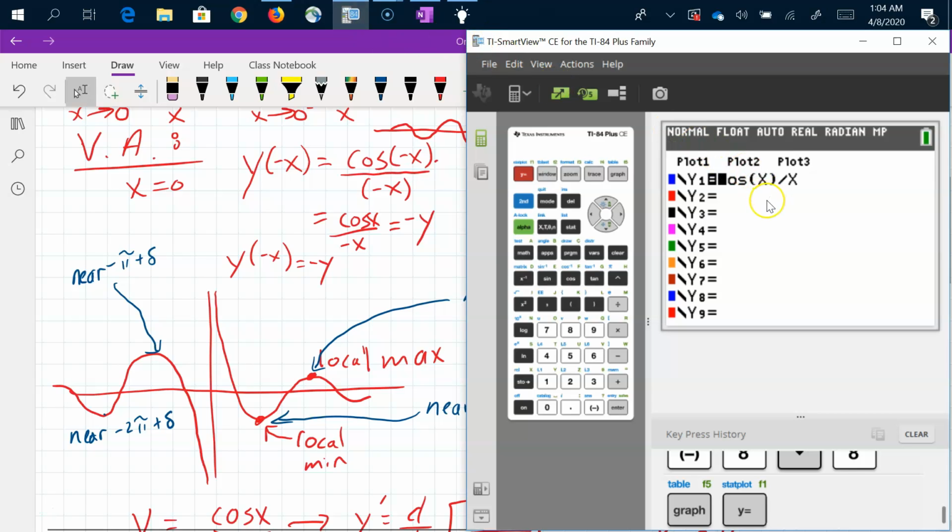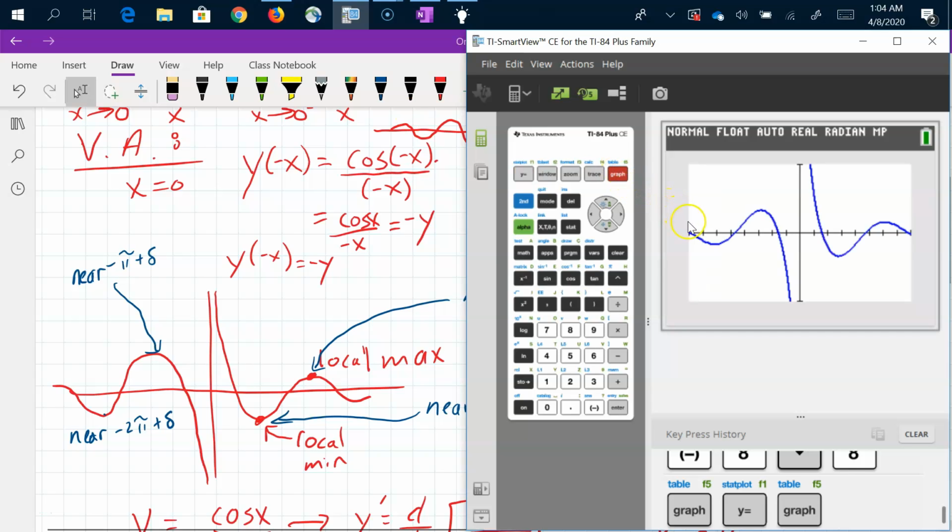Of course, the homework problem said, you're not supposed to use a calculator, but heck with it. Let's hit graph. And as you can see, each of these tick marks is 1 unit. So there's the vertical asymptote that we had before. 1, 2, 3. So pi is 3.14-ish. And so notice there's a local minimum near pi. 1, 2, 3, 4, 5, 6. 2 pi is 6.28. There's a local maximum near 2 pi.